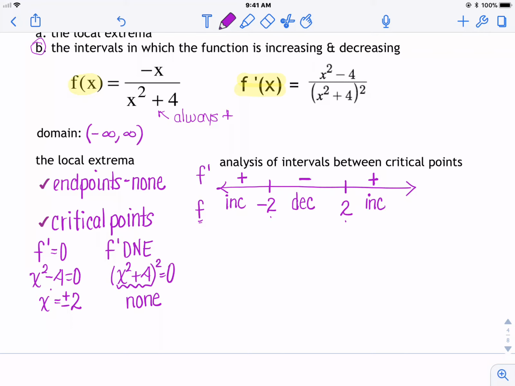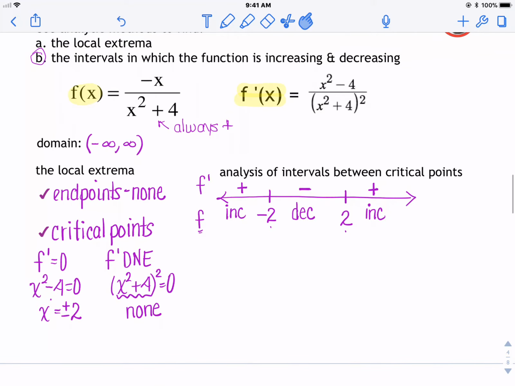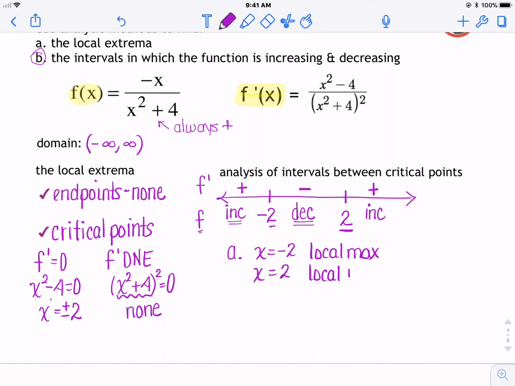So in answering the two things they're interested in, they want the local extrema. So I don't need to worry about who my absolute maxes and mins are. I need to worry about local extrema only. My only candidates are -2 and +2. But I see that at -2, my function goes from increasing to decreasing. So that makes my value at -2 a local maximum. And I see that my function's value at 2 must be a local minimum because the function is decreasing to get to it and increasing afterwards.